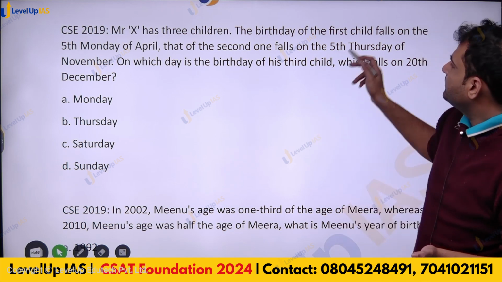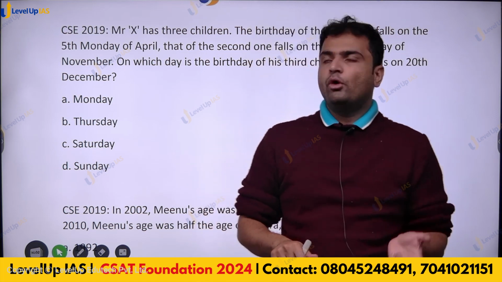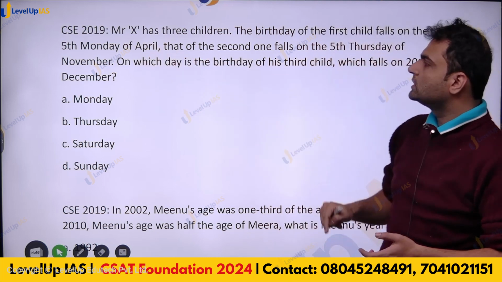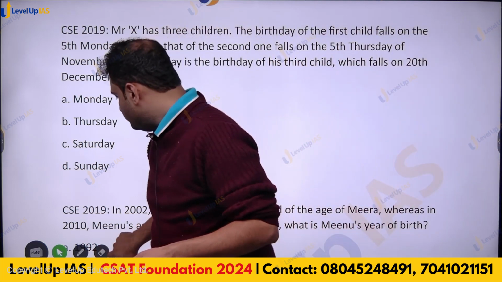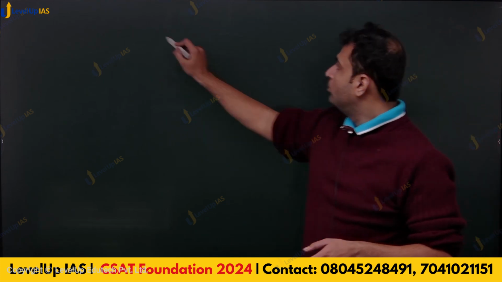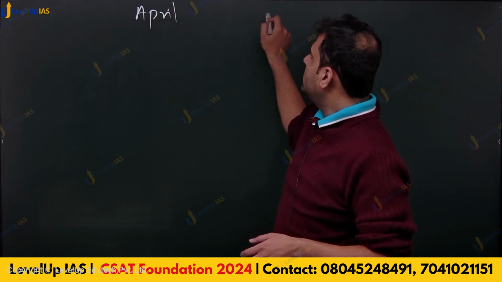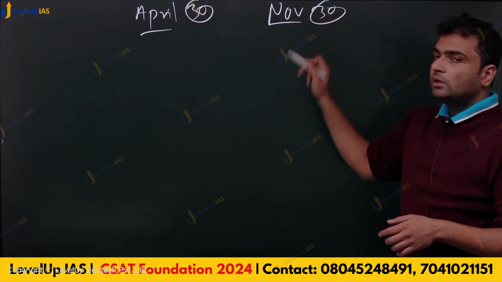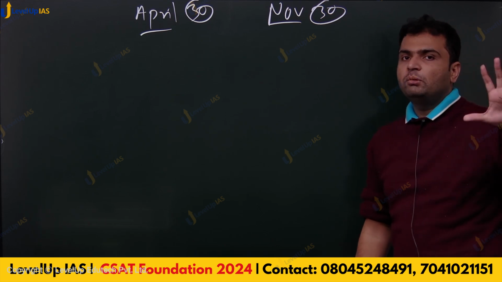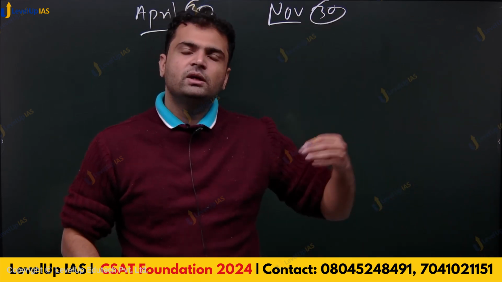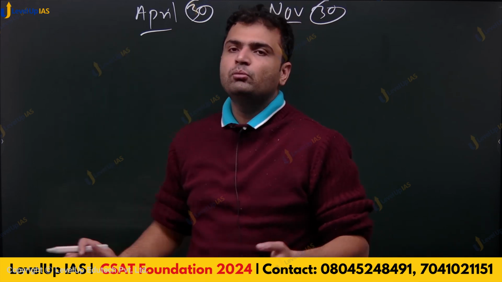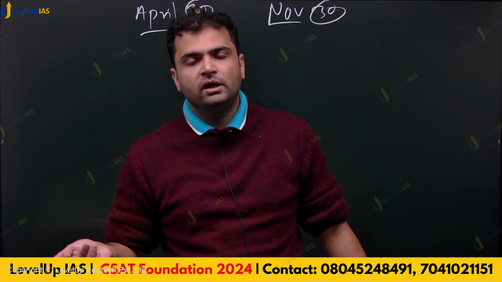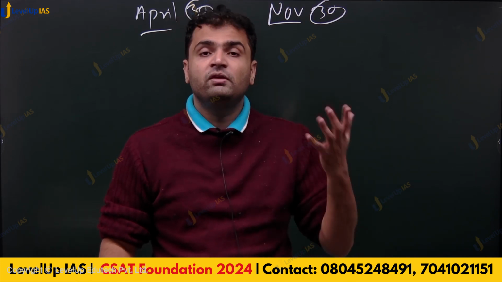Now what is the question? The first 2 children are born, and in that particular year their birthdays are the 5th Monday of April and the 5th Thursday of November. We observe that both April and November are 30-day months. So there are only 2 days that will be repeated 5 times. Whatever is there on 1st of April, the same will be the day on 29th of April. 2nd of April is the same as 30th April, and those are the 2 days that will repeat 5 times.